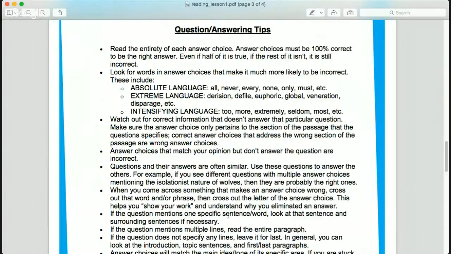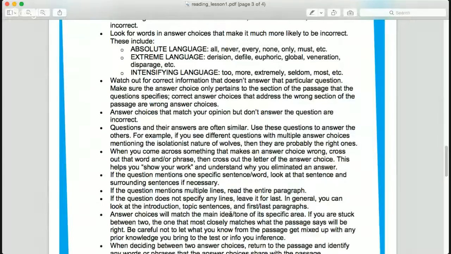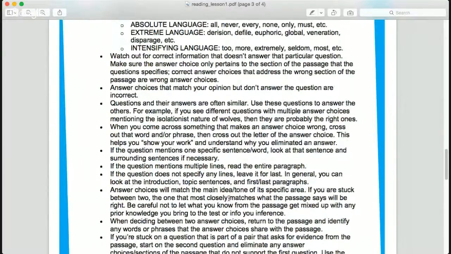Answer choices that match your opinion but aren't the answer are incorrect. Try not to bring any prior knowledge into the SAT. You can't choose choices that you want to be correct.